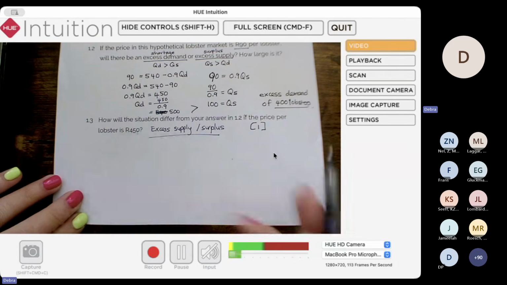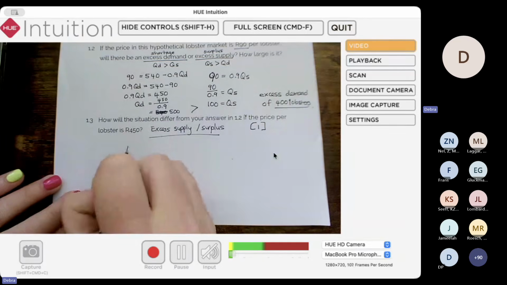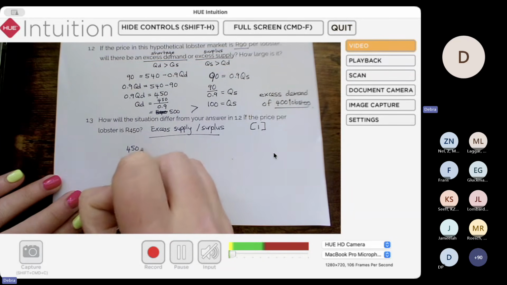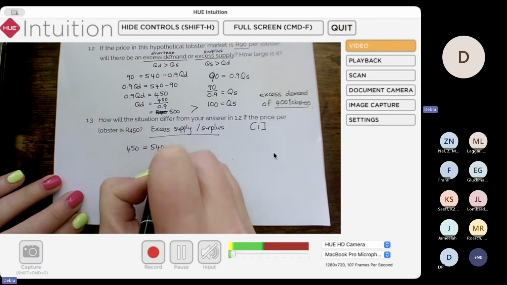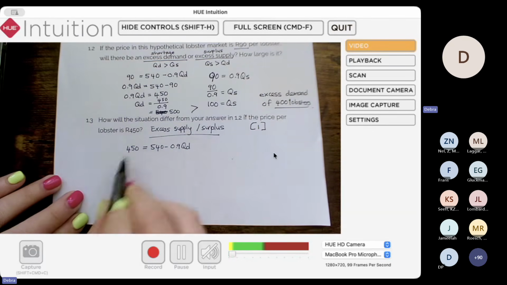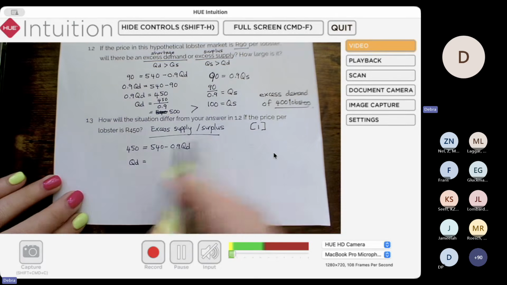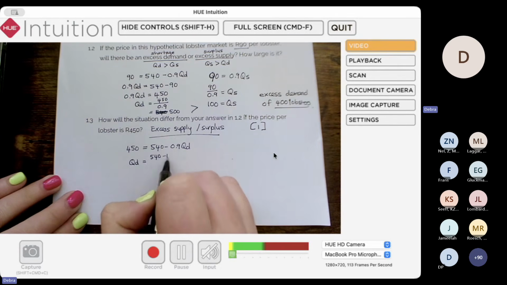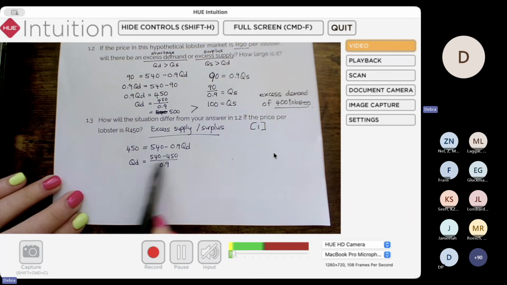So how would the situation differ? We just repeat the analysis here, but we now put 450 in for the price. So 450 is equal to 540 minus 0.9 QD. I'm just going to skip a few steps, and what I would get is that QD is equal to 540 minus 450 over 0.9. So what I've done is I've taken the minus 0.9 QD to the side. I've taken the 450 to that side, and then I know that I'm going to have to divide by 0.9. And so what I get is that the quantity demanded is 90 over 0.9, which is 100.